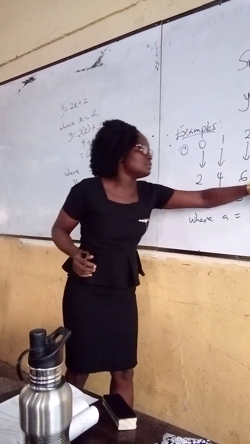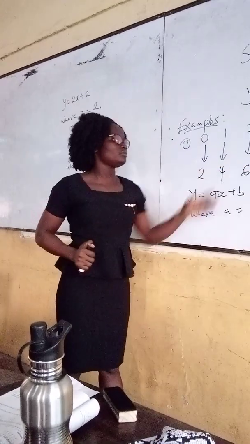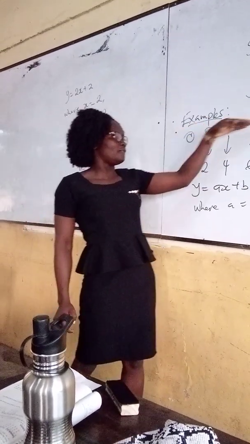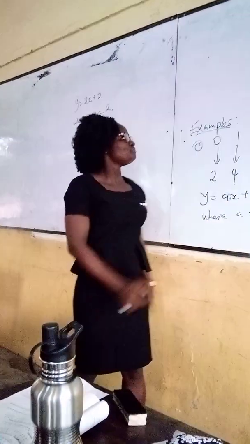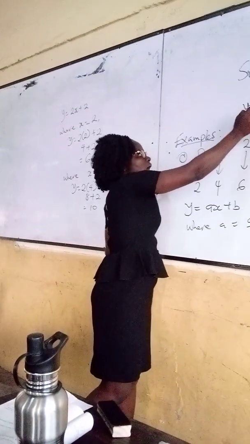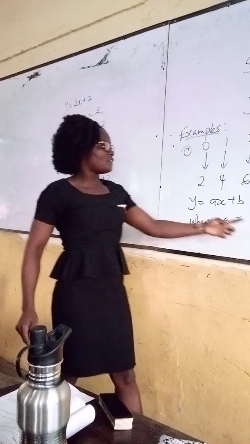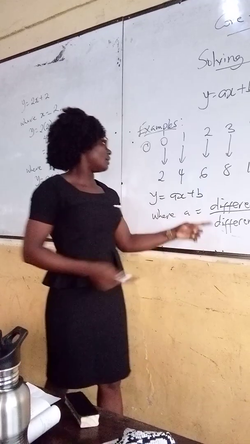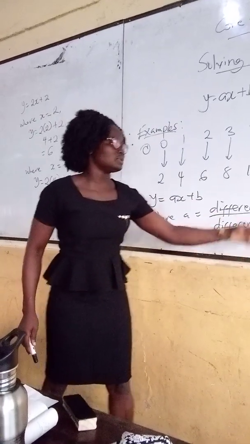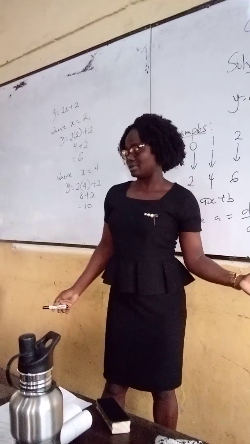You can find the y values from this side, the codomain column. Then you can find the x value from the domain column. Then our x value, we have it here. Then how do you find our b? How do you find our a? Our a becomes the difference between the codomain values over the difference between what? The domain values. Do you understand it?